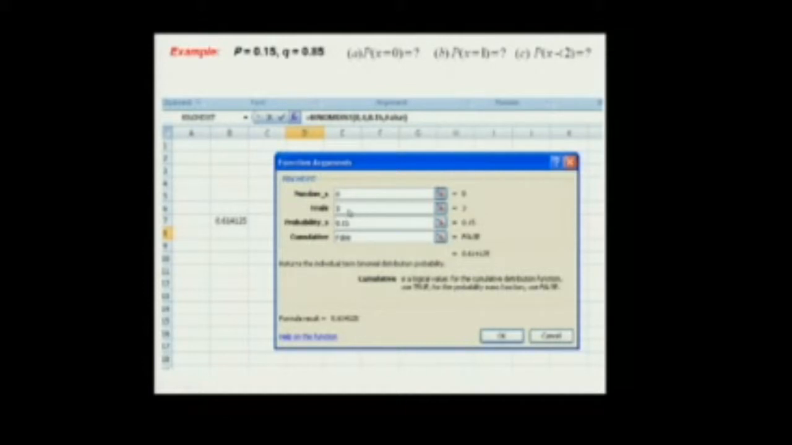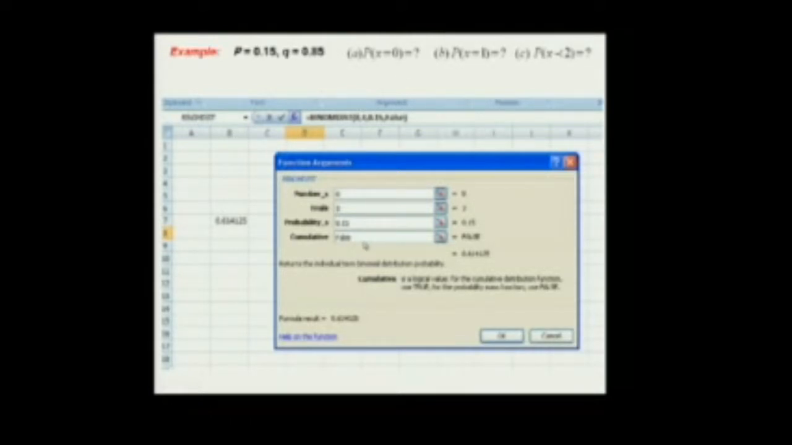The second window is the n value. We have n equal 3. And the third one is the probability, which is 0.15. So we have all it takes to calculate. We have the x value, we have the number of trials, and we have the probability 0.15. And if we do that, then we have almost reached the answer to the probability at x equals 0 from a binomial distribution.